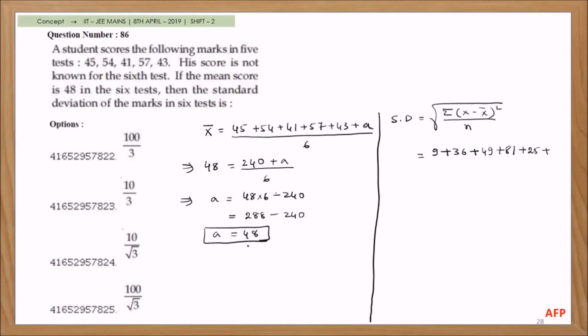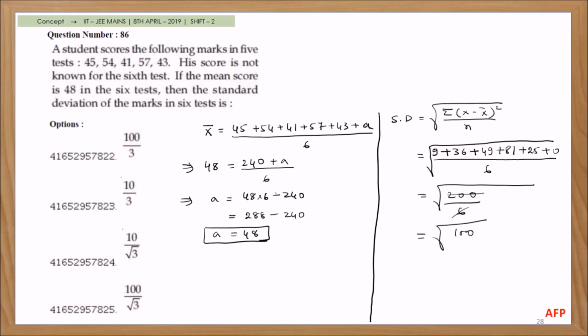For the last value A, which is 48, 48 minus 48 is 0. Divided by 6, since there are 6 observations, all under the square root. If you add all the things, we get 200. So 200 divided by 6, you can go for cancellation. The square root of 100 divided by 3, which is 10 divided by root 3, is our answer. Option 3 follows.